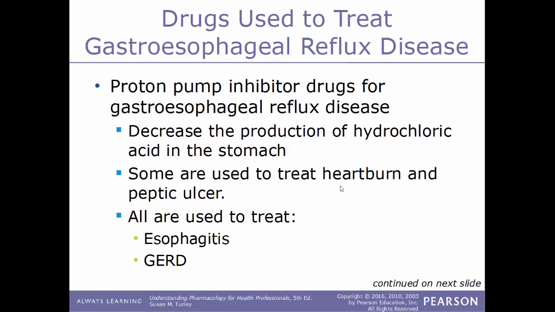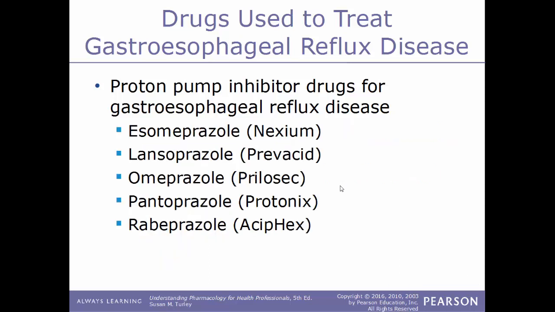All right, some other drugs that are used to treat GERD are proton pump inhibitor drugs. Now, these will decrease the production of hydrochloric acid in the stomach. And some are used to treat heartburn and peptic ulcers. And all types of this class of drugs are used to treat esophagitis and GERD. Some common examples of proton pump inhibitor drugs that are used to treat GERD: esomeprazole, which is sold under the trade name Nexium; lansoprazole, which is sold under the name Prevacid; omeprazole, which is sold under the name Prilosec; pantoprazole, which is sold under the name Protonix; and the last one listed here, rabeprazole, which is sold under the name Aciphex.